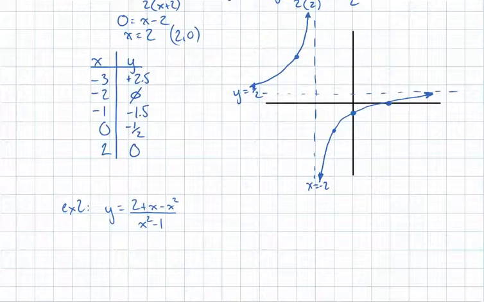Okay, a little bit more complicated example. This one has a quadratic on the numerator and denominator. So step 1, I might want to factor out that negative just so that I can see a pattern on the numerator a little more clearly.